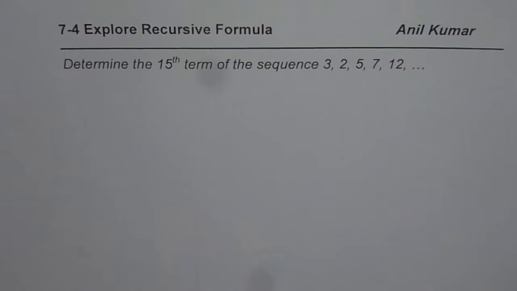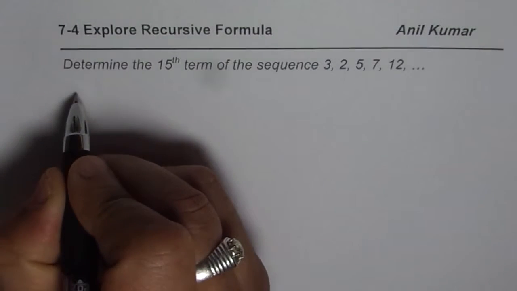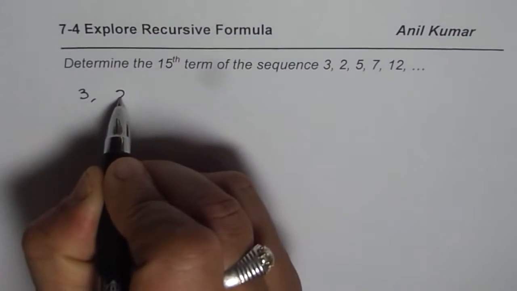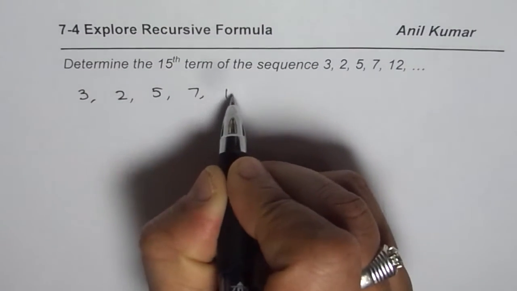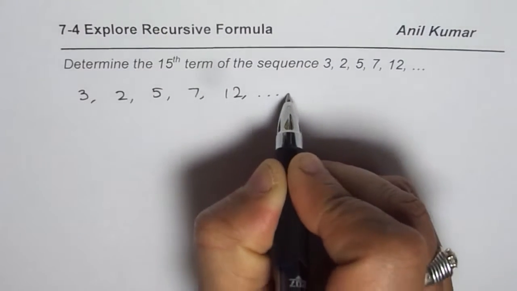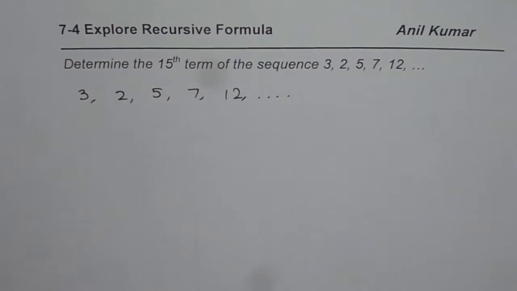The question here is, determine the 15th term of the sequence 3, 2, 5, 7, 12, and so on. Let's look at this sequence. The sequence given to us is 3, then we have 2, 5, 7, 12, and so on. Now, how do we get the next term here?